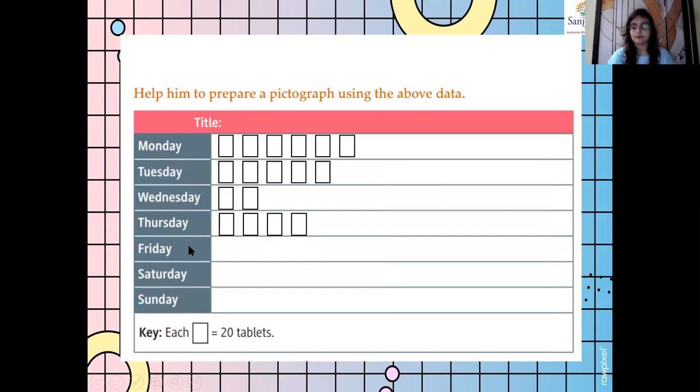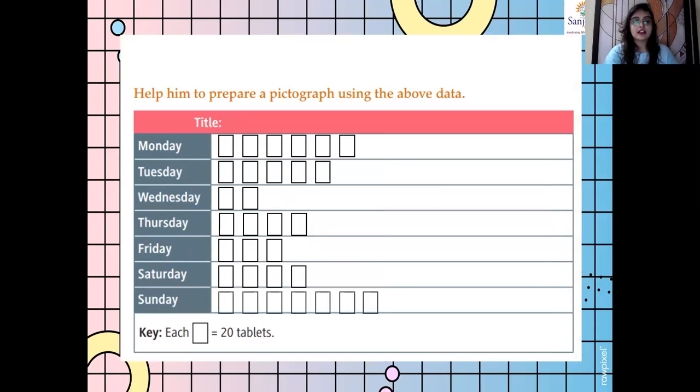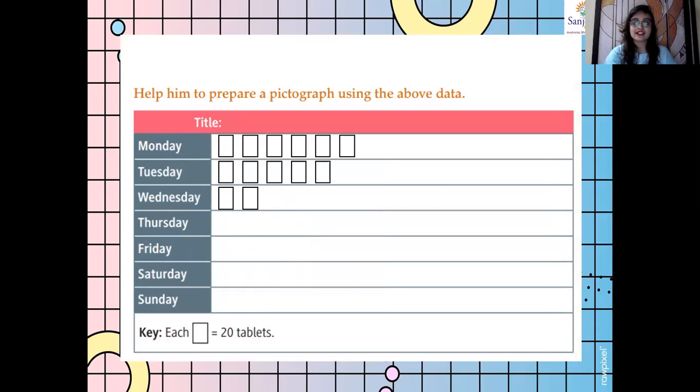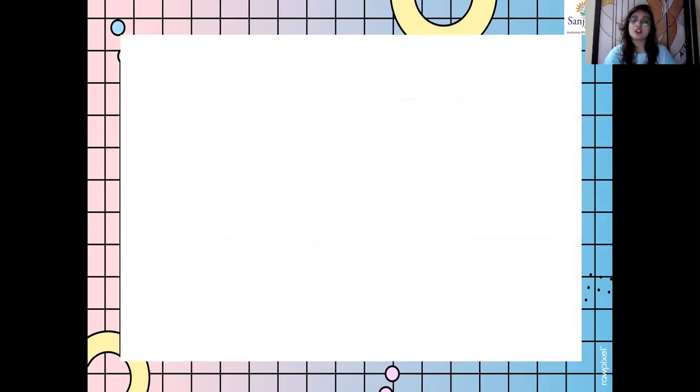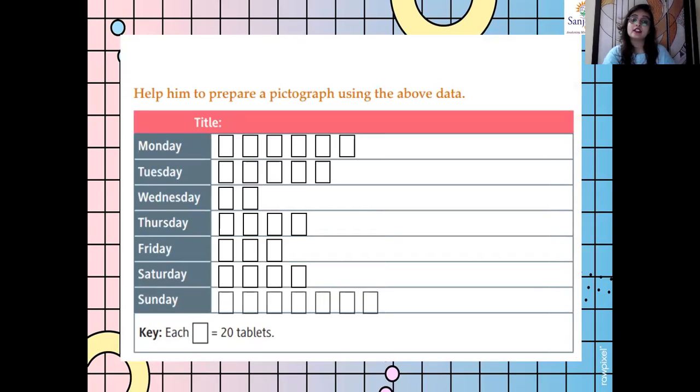That is on Thursday. Then Friday, 60. So 3 rectangles. Then again on Saturday, it was 80. So 4 rectangles. And on Sunday, it was 140. So 7 rectangles we have drawn. So this is the way we have represented the data of tablets sold in Sahil's electronic shop in a pictograph.